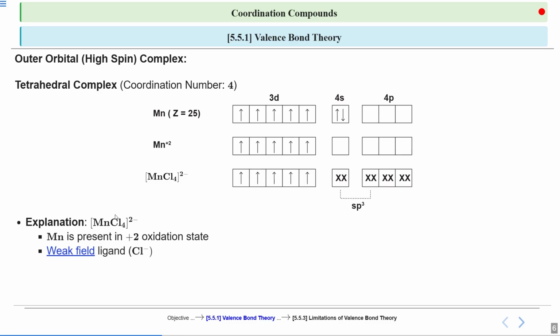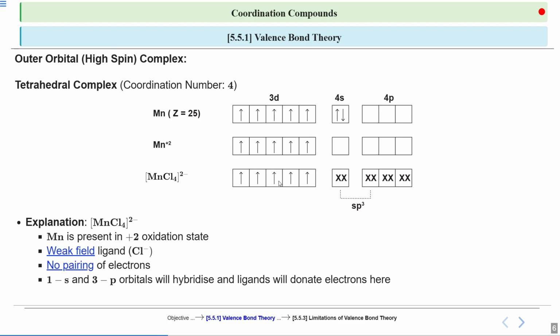Now we just write the manganese +2 configuration, and then we focus on our ligand which is present in the complex. So here we have a ligand chloride, which is a weak field ligand, and due to the presence of chloride ion as a weak field ligand, no pairing of electrons will happen among the unpaired electrons. So the 3d5 configuration that we have obtained from manganese in the +2 state is going to remain as it is.